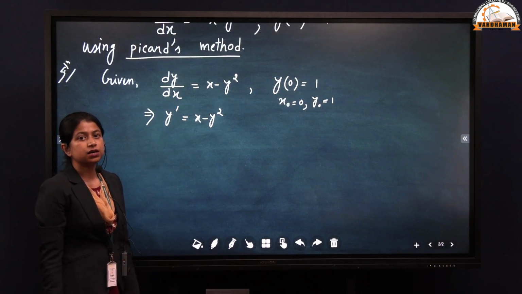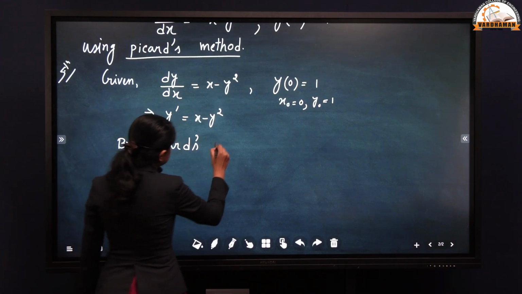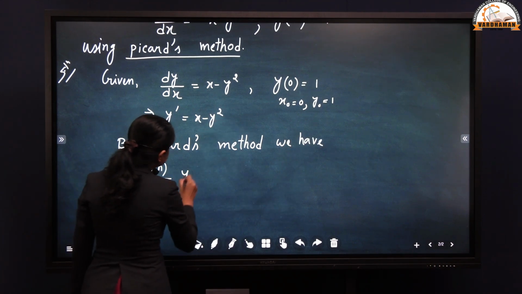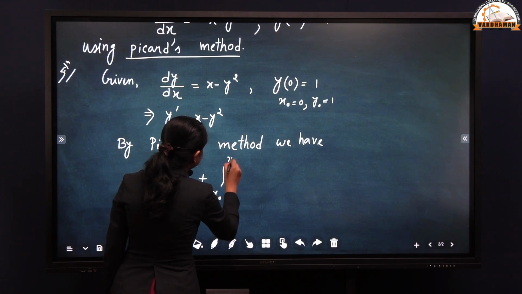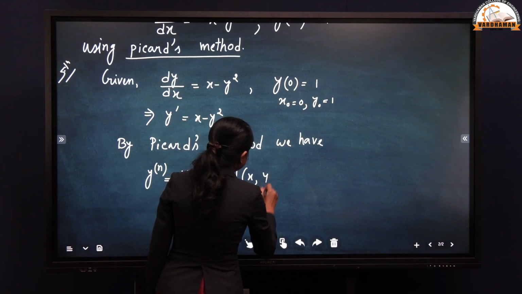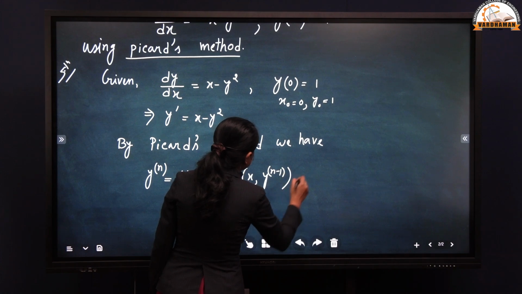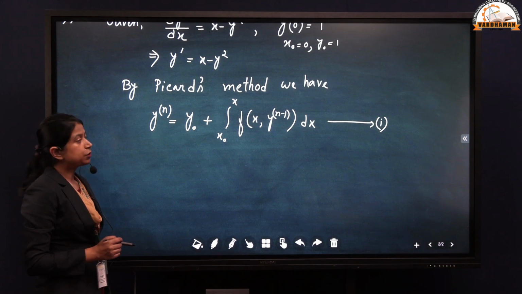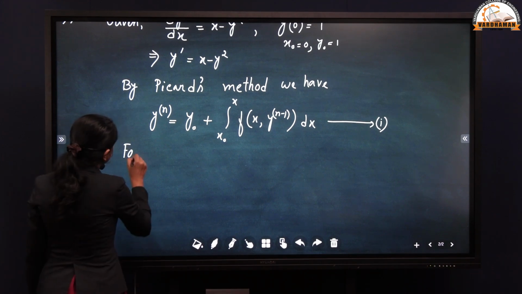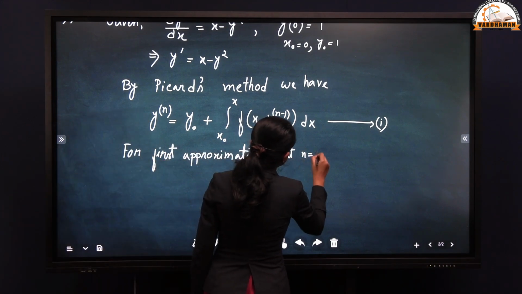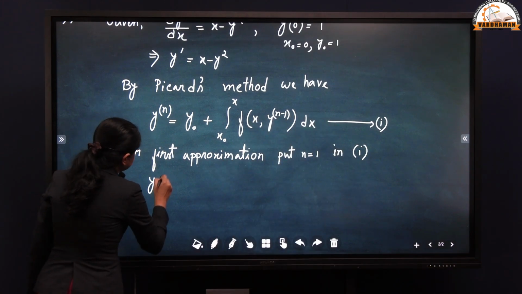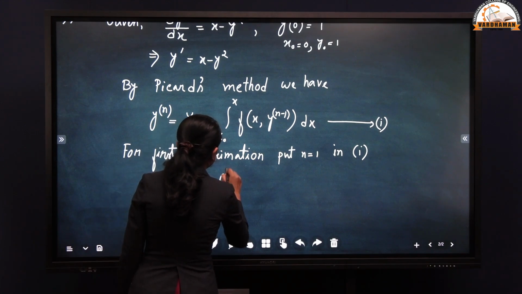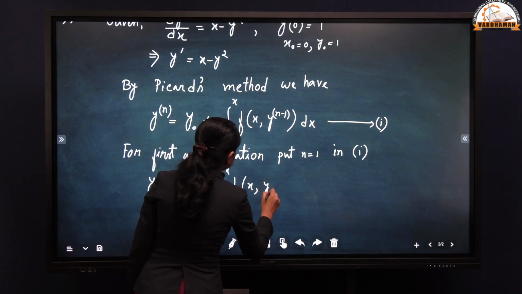Now we will use the Picard's approximations. By Picard's method, we have the nth approximation of y is equal to y naught plus integration x naught to x f of x comma (n minus 1)th approximation of y dx. Let us take it as equation number 1. Now to get the first approximation, we will put n equal to 1 in equation 1. We will get the first approximation of y is equal to y naught plus integration x naught to x f of x comma y naught dx.